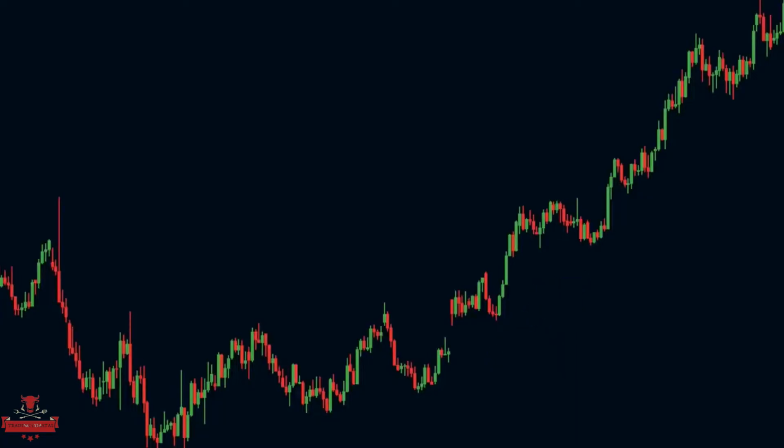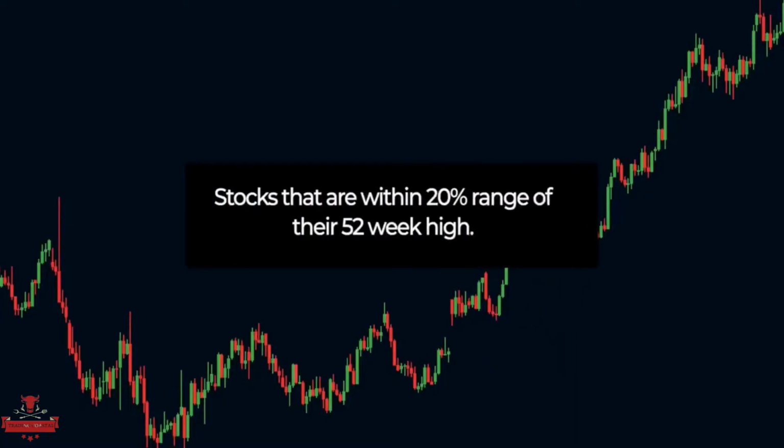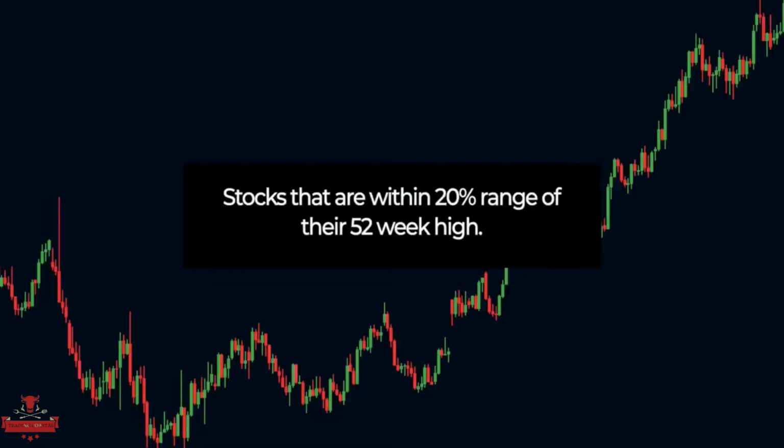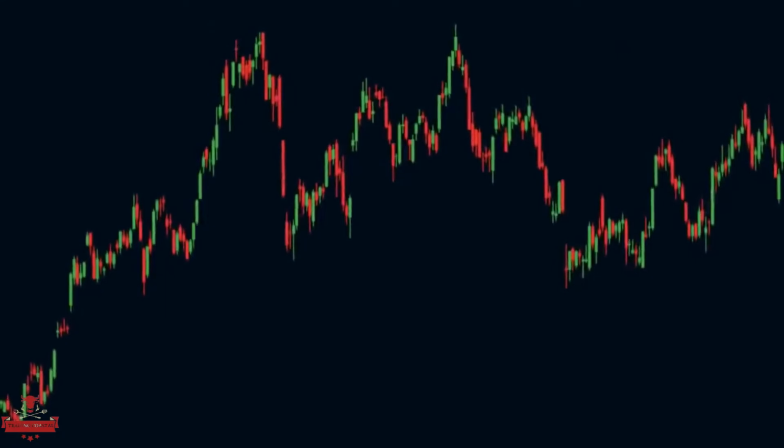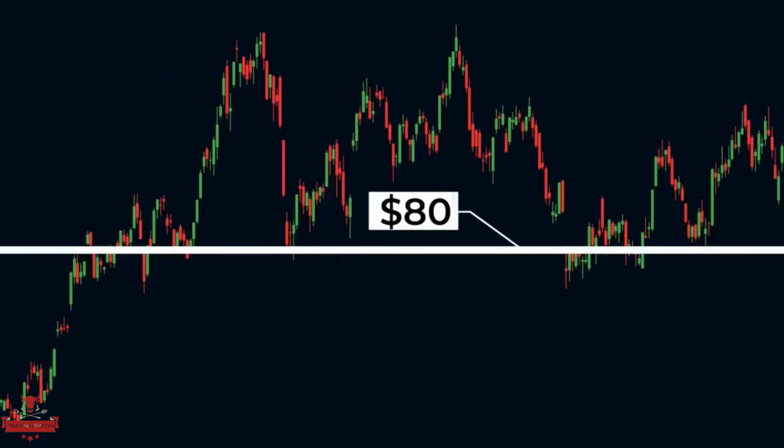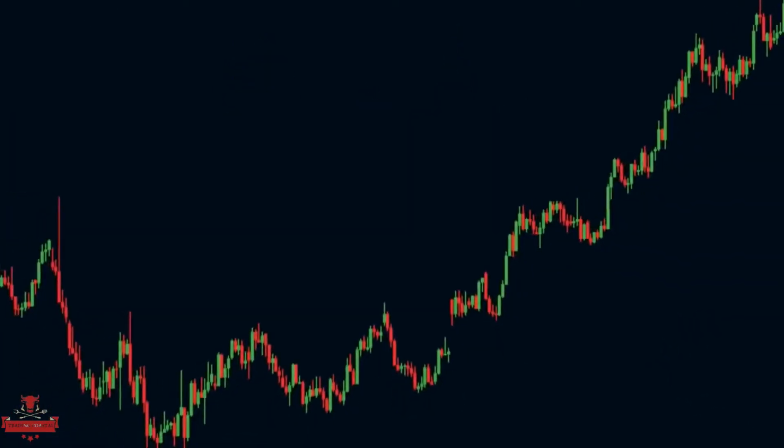To find such stocks, we will scan for a liquid group of stocks that are within the 20% range of their 52-week high. This essentially means that if the 52-week high of the stock is $100, we want the current price to be above $80 to be considered as a potential buying opportunity. Once you filter these stocks, you will notice that almost all of them are in an uptrend.